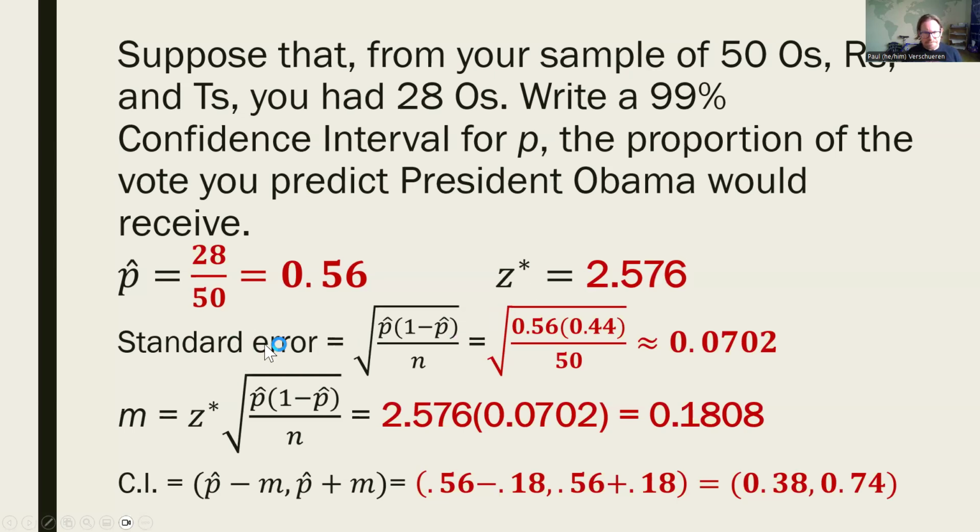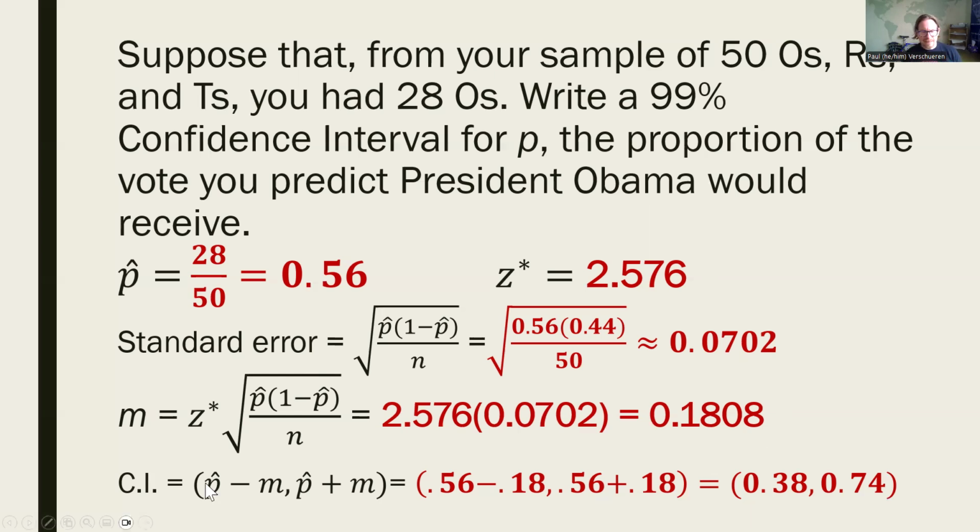And take that and calculate the standard error by doing p hat times 1 minus p hat over n, take the square root, you do all that, and it gets you about 0.0702. And if we multiplied our standard error by the confidence multiplier, that would be that 0.0702 times 2.576, and that gives us about 0.1808. So what that means is we expect our sample proportion to be off by as much as 18%, roughly, give or take 18%.